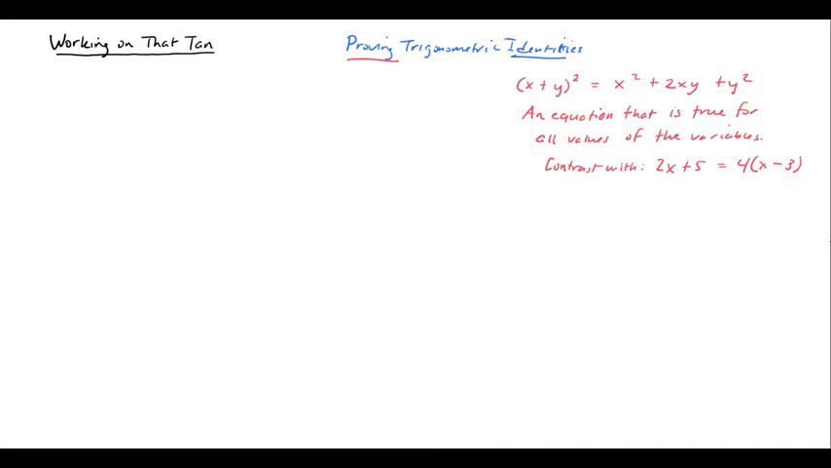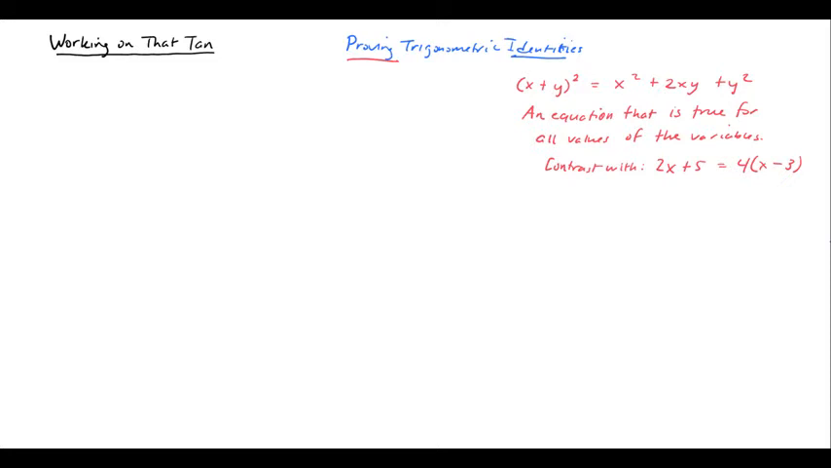In this class, all it means to prove something is to give a clear and convincing algebraic argument that an identity is always true. That is, that the two expressions I give you, like this one and this one, except these will involve trig functions, always represent the same number or the same value. So that's what we're going to do in this video.